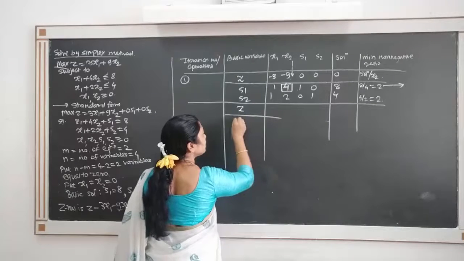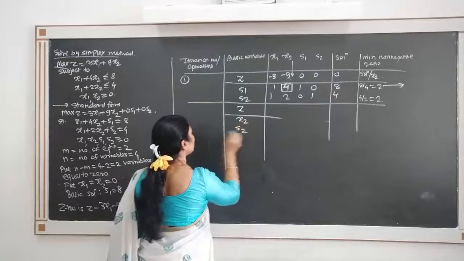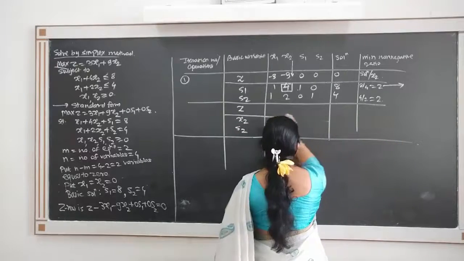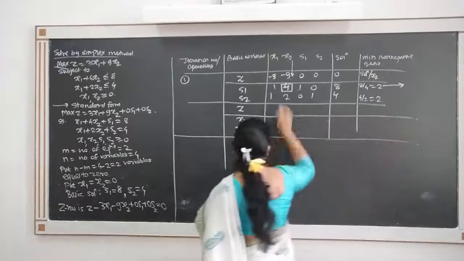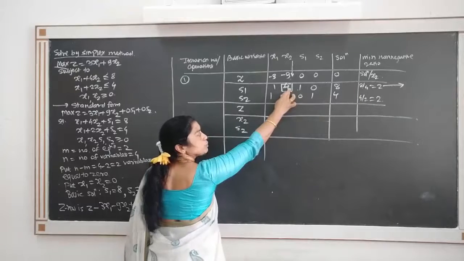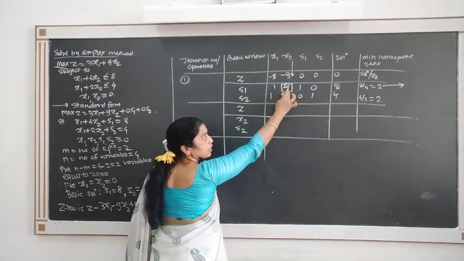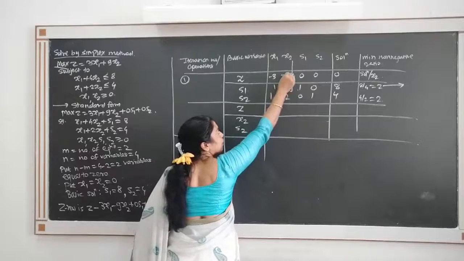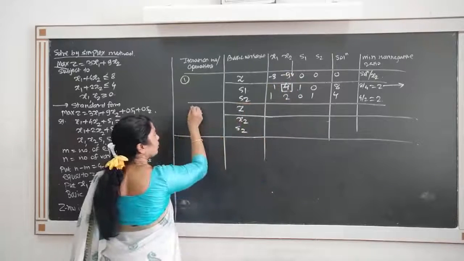In the next iteration, s1 leaves and x2 enters. So the next change is x2 enters here. So that is the first change in this table, that s1 leaves and x2 enters. What we have to do? We have to make this pivot element 1, and with the help of that one, we want to make these two elements in that column 0. So what are the operations?